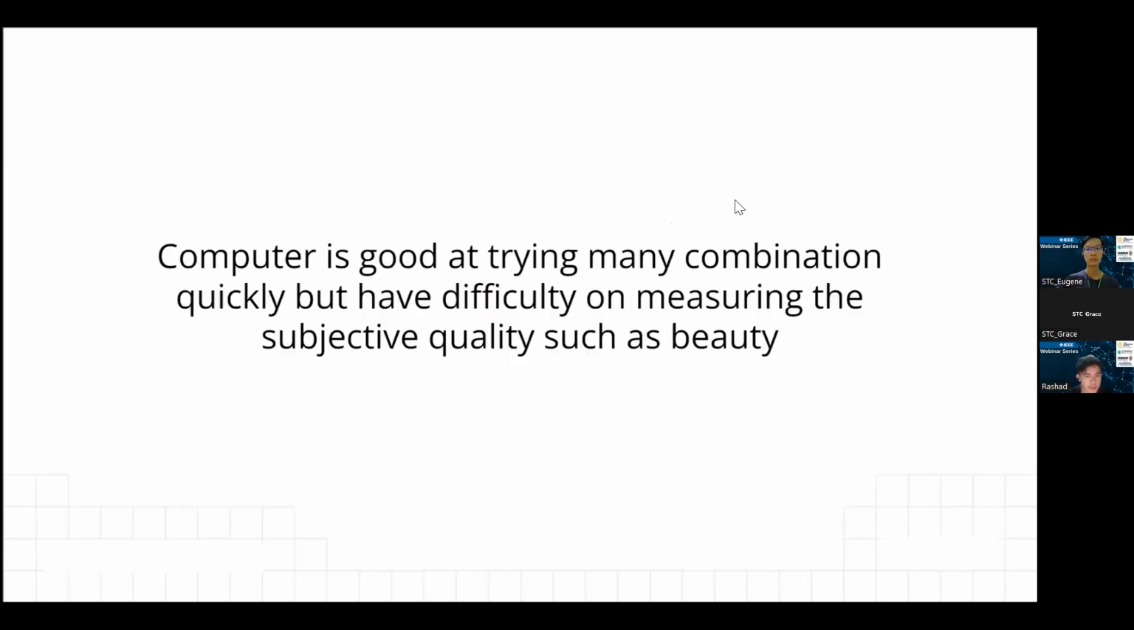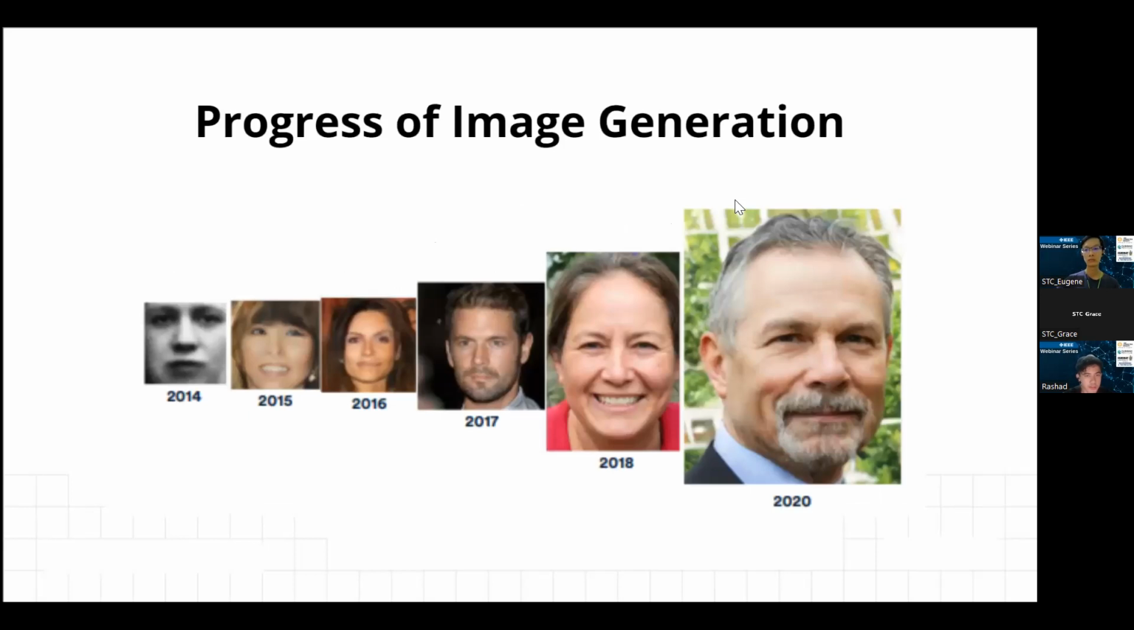And the first thing I will talk about is image generation, the application of AI in image generation. The progress on image generation is actually very fast. About 8 years ago, in 2014, we could only generate black and white, very blurry images. And 6 years later, in 2020, we were able to generate very high-res realistic faces.